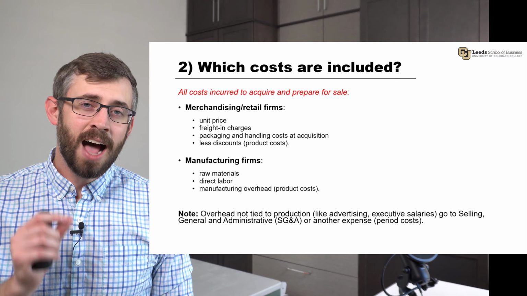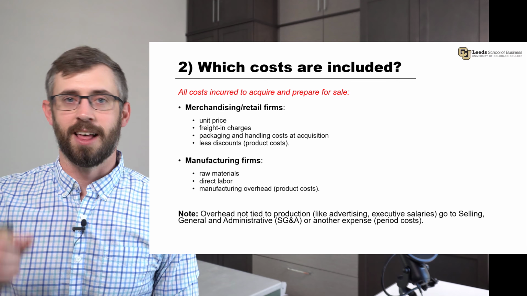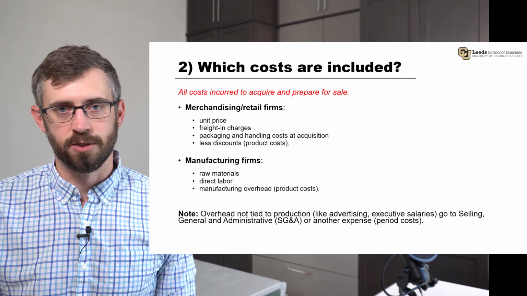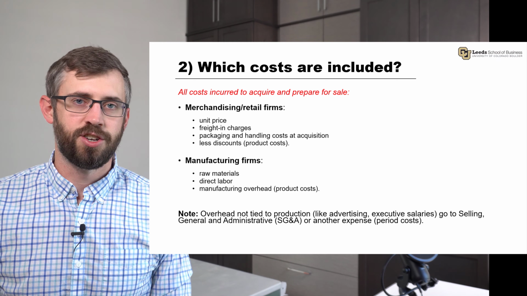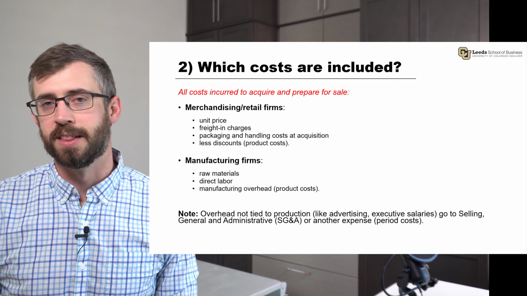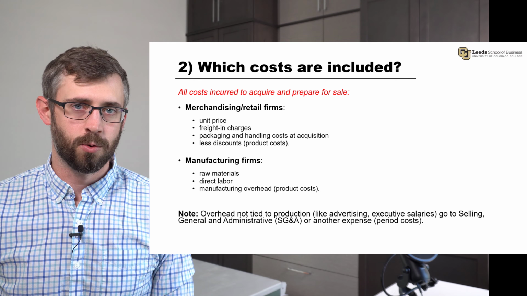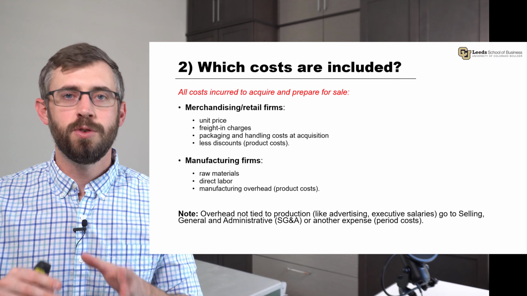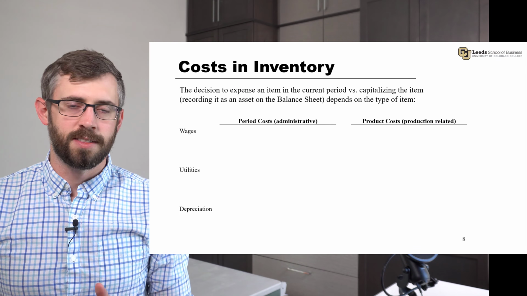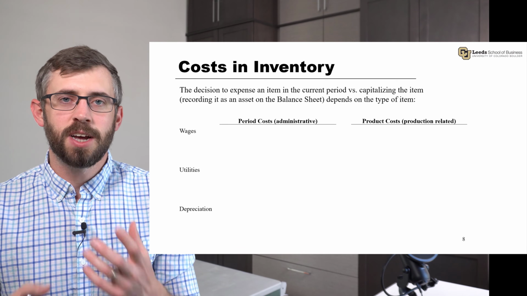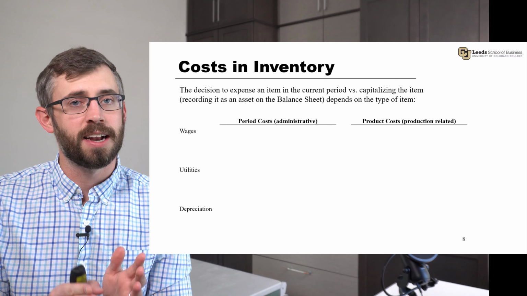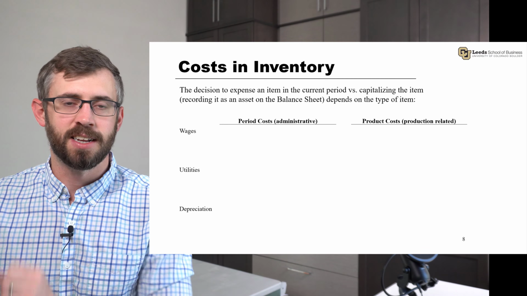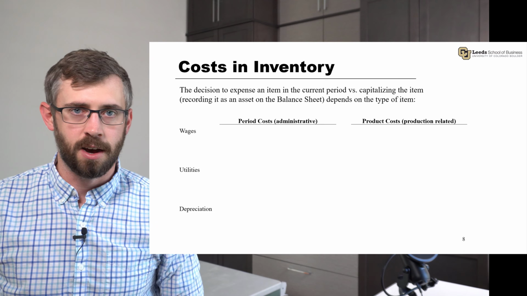Now, overhead that is not tied to production, so things like accountants' salaries, or the salaries or commissions of the salespeople, or the depreciation on the headquarters building, does not go into our inventory costs. So we're only looking for the costs that directly relate to the production of inventory. To illustrate this a little bit, we're going to look at the same types of costs and see when they apply to inventory and when they are period costs, or that kind of SG&A type stuff that goes outside of cost of goods sold.